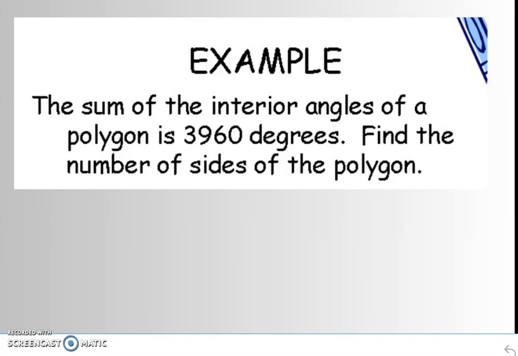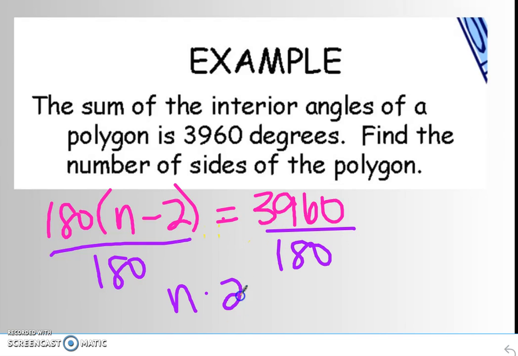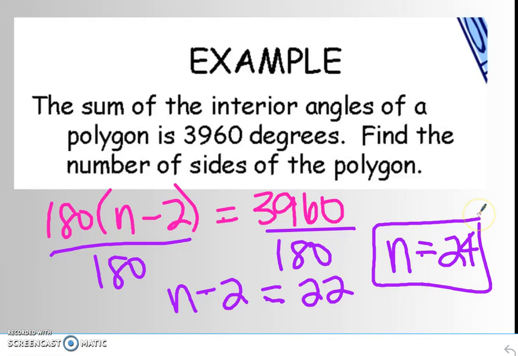Here's another example. If I know the sum of the interior angles of a polygon is 3960, find the number of sides. So I can use my equation, 180 times n minus 2 has to equal 3960. You can solve this 2 ways, either plug that into your calculator, y1, y2, find the x, or solve it algebraically. Divide both sides by 180. N minus 2 has to equal 22. Add 2 to both sides, so n equals 24. We'd have 24 sides.